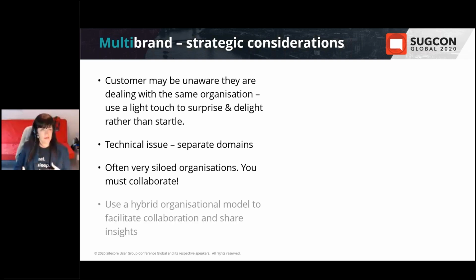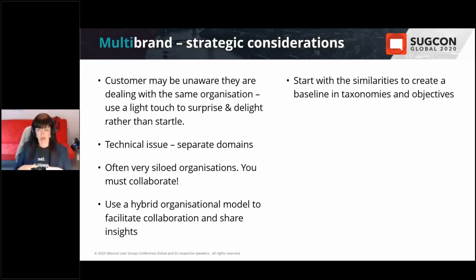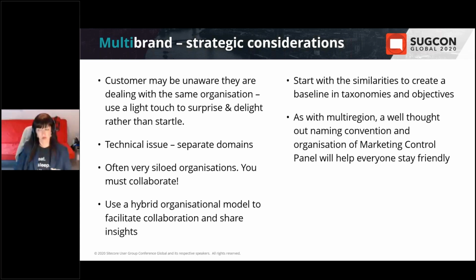Probably want to look at a hybrid organization model if at all possible. This is where you want to get your executive sponsor involved. Having a center of excellence in a multi-brand organization is really going to be the way to go in order to foster collaboration and share insights across all of the different organizations, which are probably busy doing their own thing anyhow. Now, when you start doing the strategy here, you start with those similarities to create a baseline in the taxonomies and objectives. And then, as with multi-region, a well thought out naming convention and organization of the marketing control panel will really help everybody stay friendly.